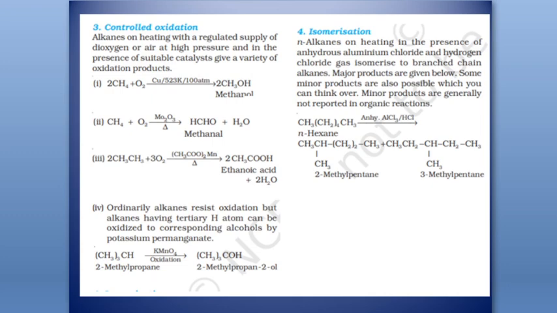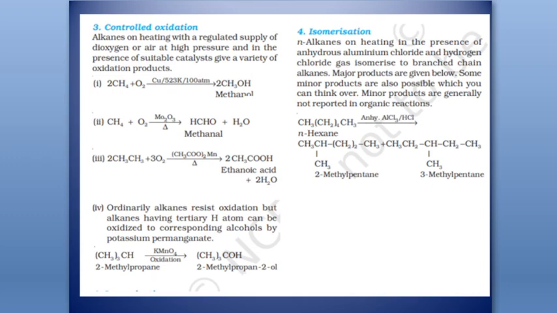In presence of manganese acetate and heat, ethane and oxygen will produce ethanoic acid. And 2-methyl propane with KMnO4 oxidation will produce 2-methyl propan-2-ol. 2-methyl propan-2-ol. So it will be a tertiary alcohol.